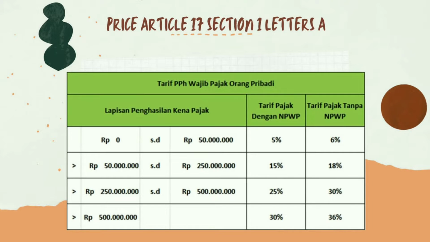However, for those without an NPWP, in accordance with the provisions of the Article 21 Income Tax Law, the rate is 20% higher than the normal rate. So of course the first is the deduction from gross income, then the PTKP and the rate of Article 17.